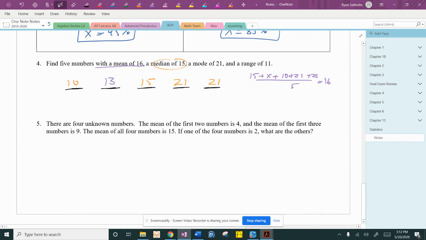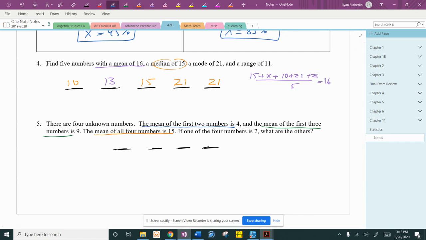And now the final one, there are 4 unknown numbers. So 1, 2, 3, 4. The mean of the first 2 numbers is 4. So the average of the first 2 numbers is 4. The mean of the first 3 numbers is 9. And the mean of all 4 numbers is 15. If one of the 4 numbers is 2, what are the other numbers?